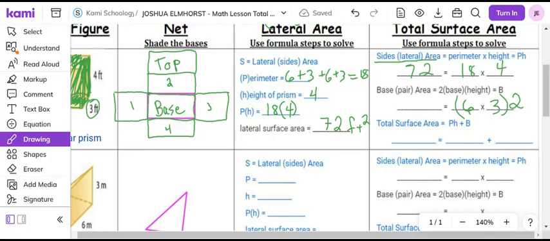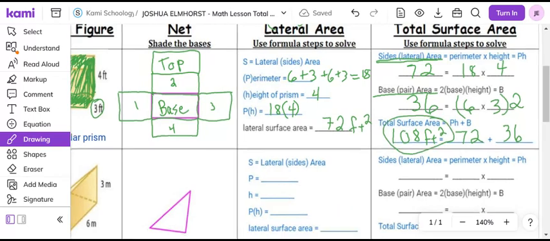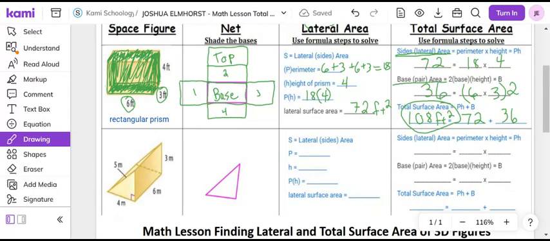So 6 times 3 is 18 times 2 is 36. So the lateral area is 72. The base area is 36. Now we put it all together, lateral area plus base area, and that will give us the total surface area. 108, and don't forget the label, feet squared. All right, so that is a rectangular prism.